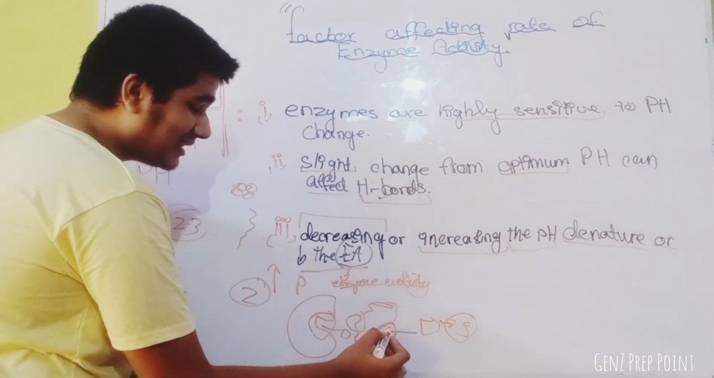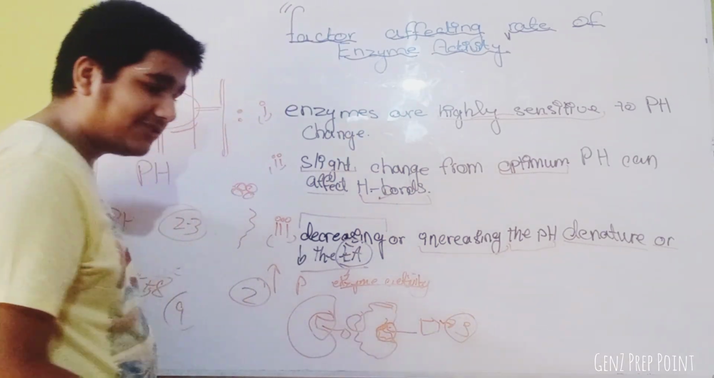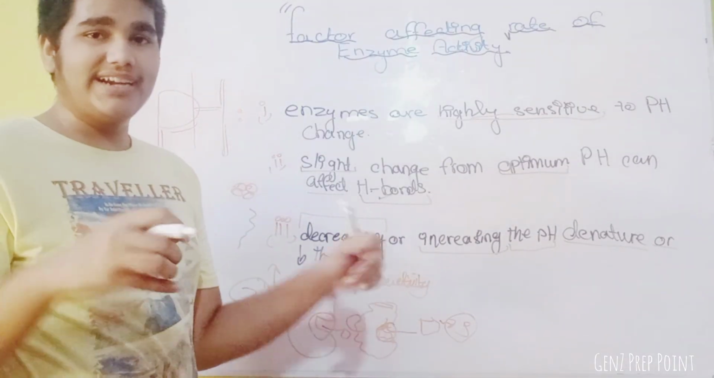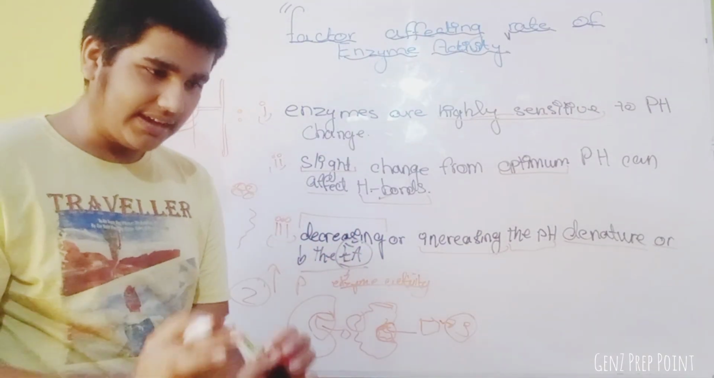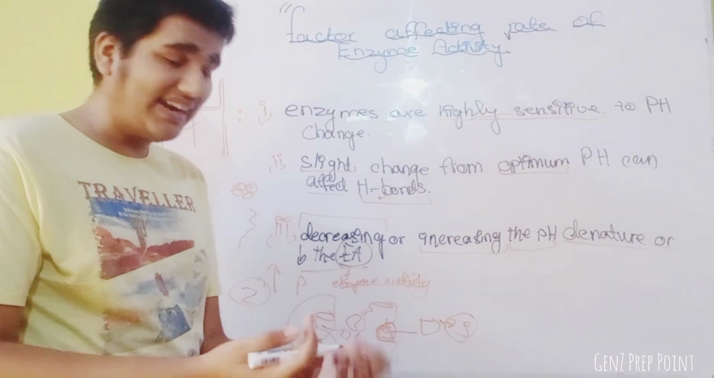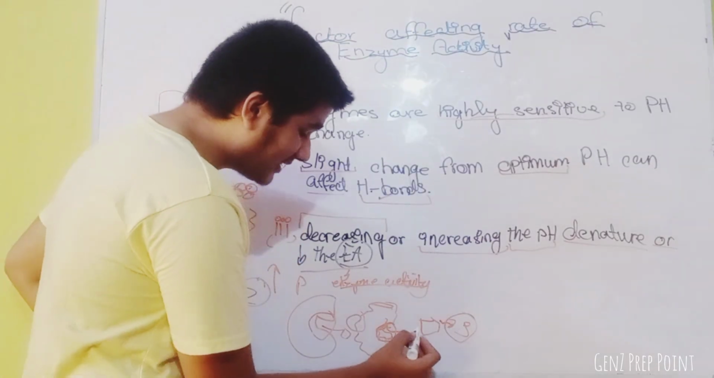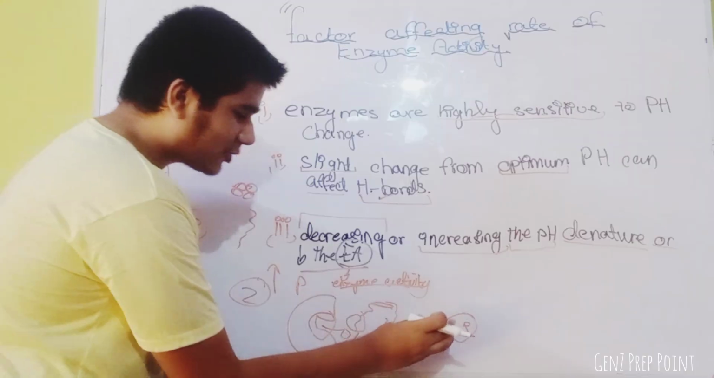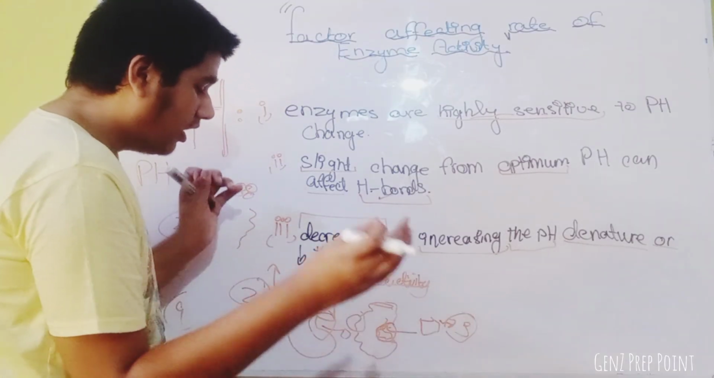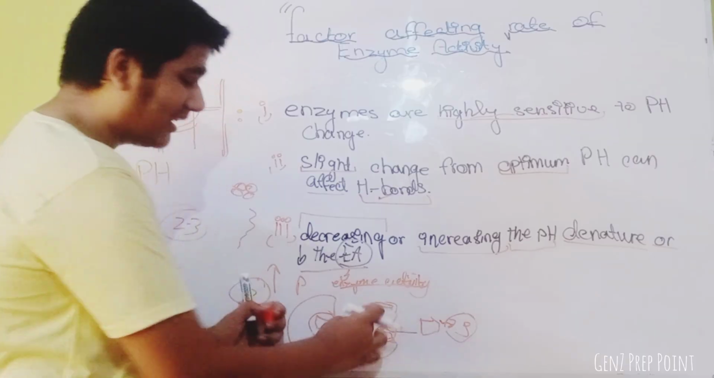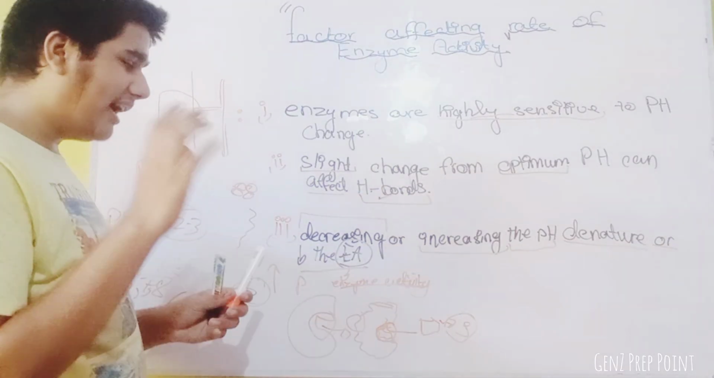Why? Because the shape of its active site that breaks the substrate has changed. It cannot fulfil its purpose. Why can it not break it? Because how can a square substrate get into this irregular shape? Do you have any sense?